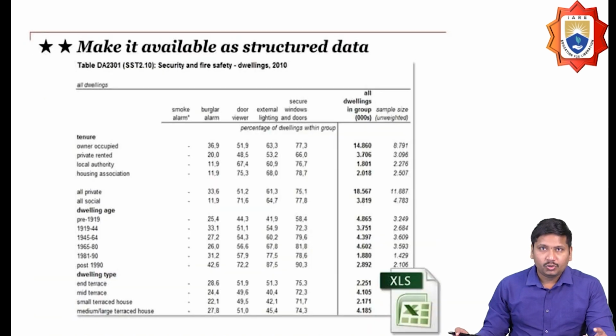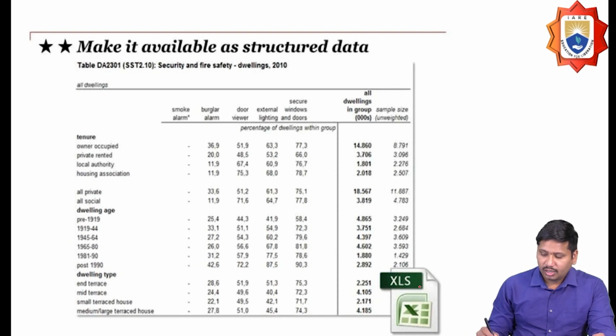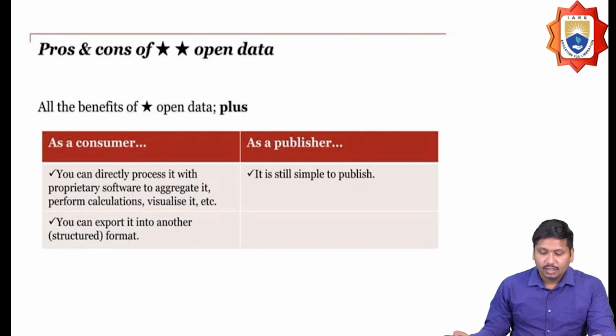And if you come to the two-star schema, make it available as structured data. So whatever data we have should be represented in some structured way, and we are able to see it in the form of CSV files or XLS files.